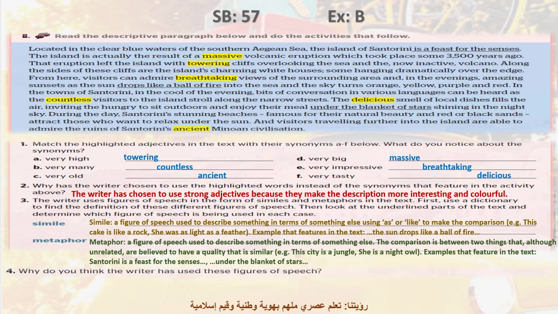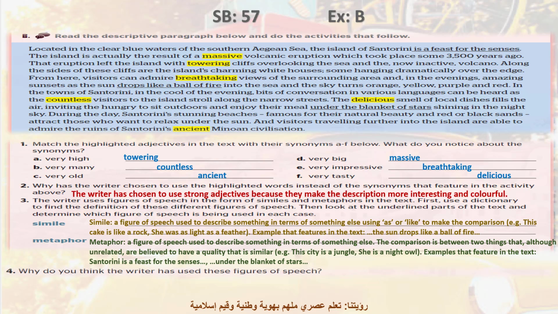But if you say something is another, so it's a metaphor. Another example, she is a night owl. She is a night owl. It means she stays up late every night. The examples that feature in the text are Santorini is a feast for the senses and under the blanket of stars.